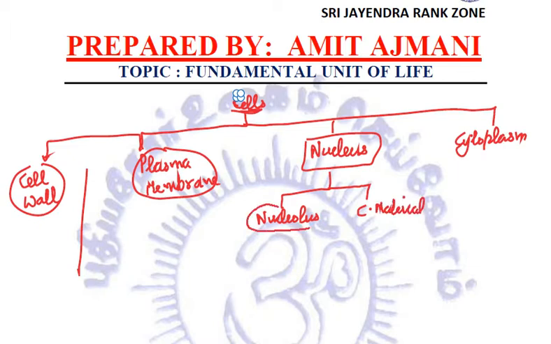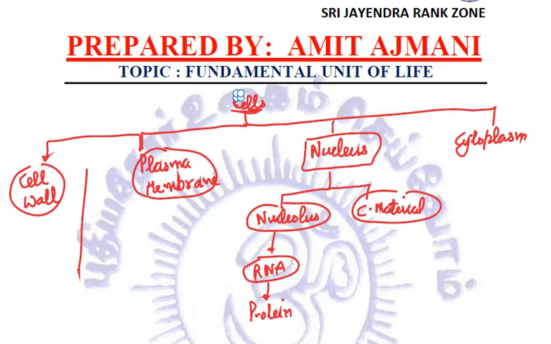This nucleolus further contains RNA, that is ribonucleic acid, and it is called the factory of ribosomes. Ribosomes and RNA basically help in protein synthesis. Talking about chromatin material, when the cell is about to divide, this chromatin material, which is a thin thread-like intertwined mass, gets organized and condensed to form chromosomes.